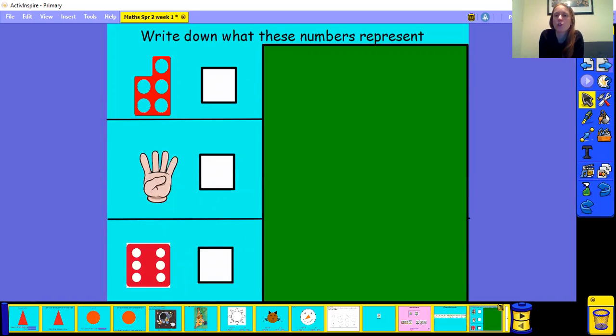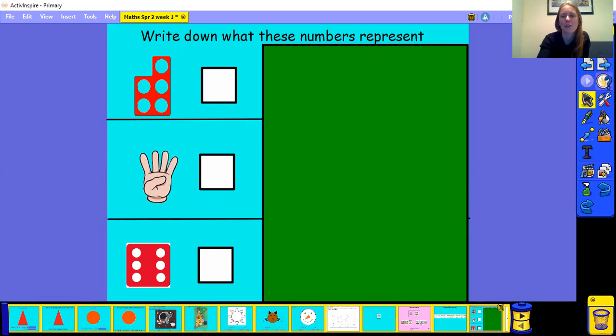Here's another job to warm up our brains before we get started with today's maths. What I'd like you to do is have a look at the number representations that are on the page. I want you to write down the numeral that these numbers represent. Pause the video while you do that, then come back and we'll look at it together.